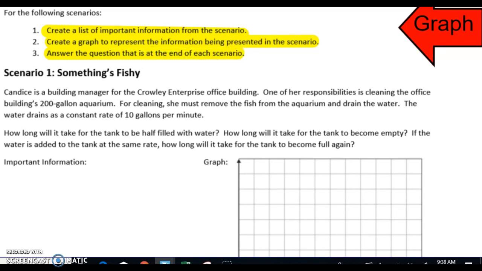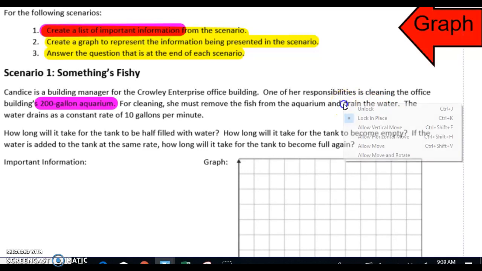So what I'm going to do is I'm reading the scenario. I'm going to highlight information that I think is important. Because again, the first thing I'm looking for is just important information. So Candace is a building manager for the Crawley Enterprise office building. I don't know that any of that information is important right away, so I'm probably not going to highlight that. One of her responsibilities is cleaning the office building's aquarium. That's 200 gallons. I'm going to highlight that. For cleaning, she must remove the fish from the aquarium and drain the water.